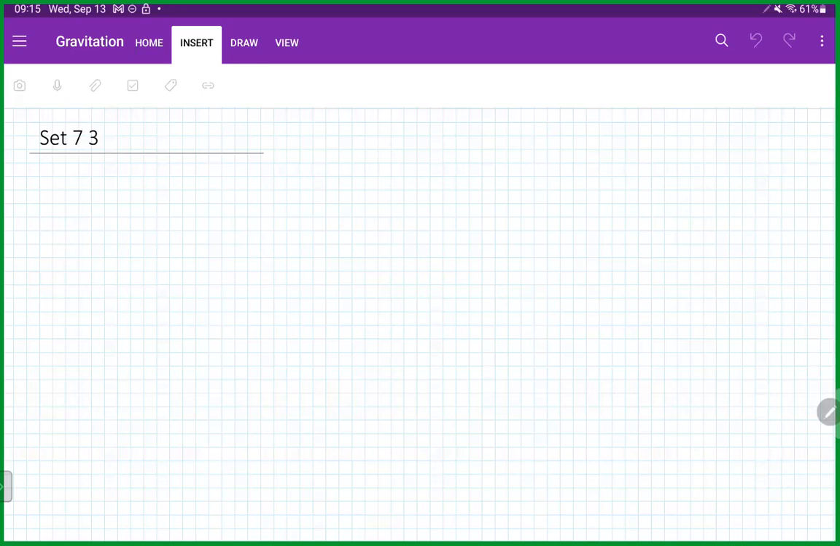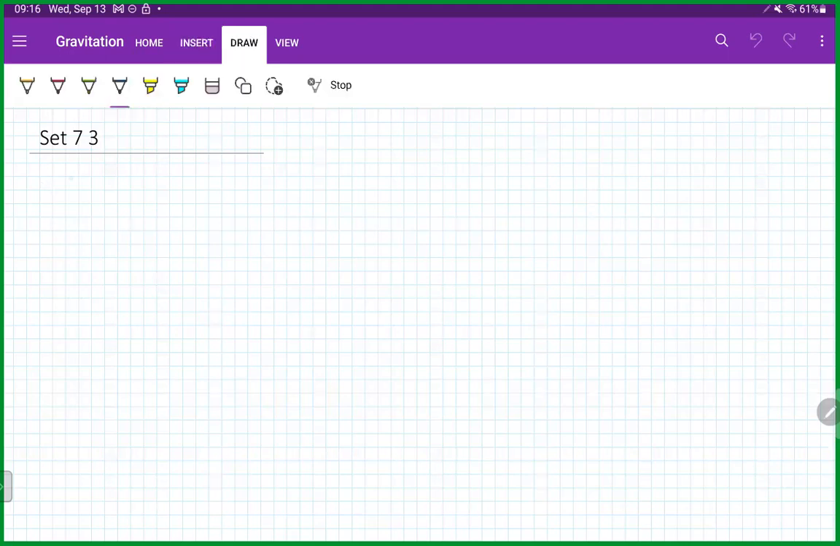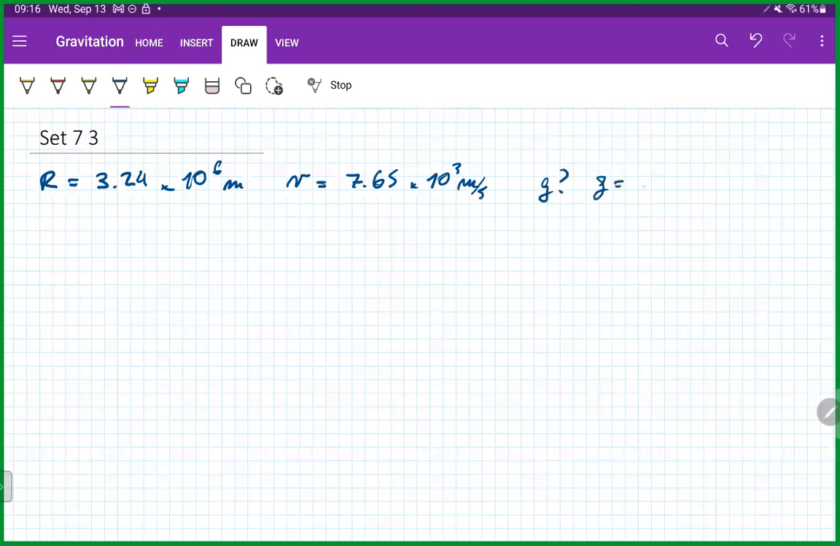So let's discuss what's happening here and some considerations. We have the radius, equal to 3.24 times 10 to the 6th meters. V equals 7.65 times 10 to the 3rd. And we want to know g. We know that g is defined by GM over R squared.